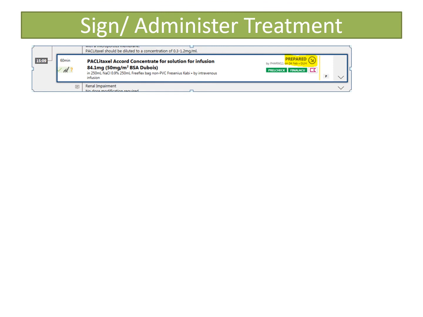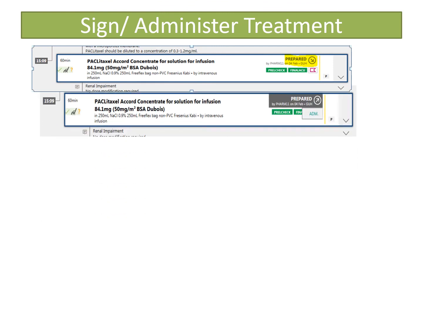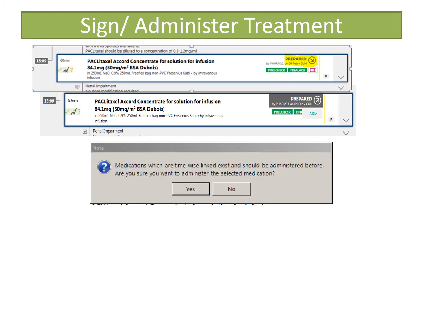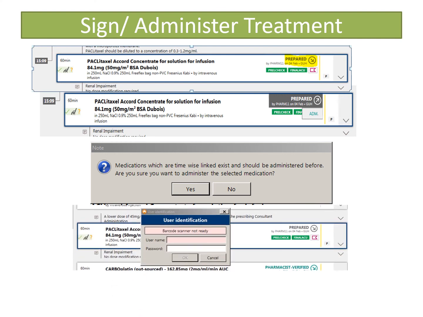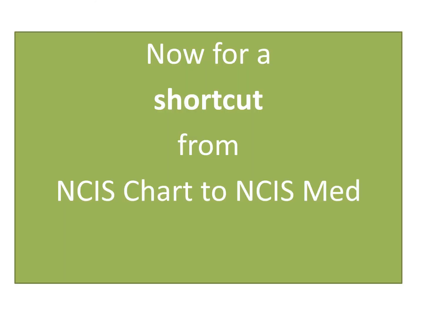Signing and administering treatment. Click the prepared arrow, then click Admin. If there are medications prescribed to be given before what you want to administer, a note will appear to check, do you want to go ahead and give these medications without others prescribed? Again, enter your username and password to sign your electronic signature. Remember, this is the equivalent of your handwritten signature.